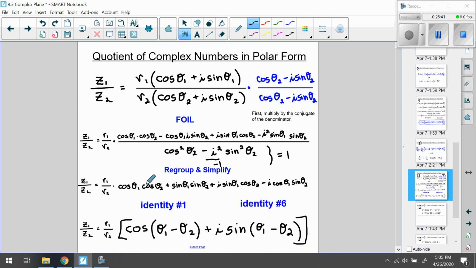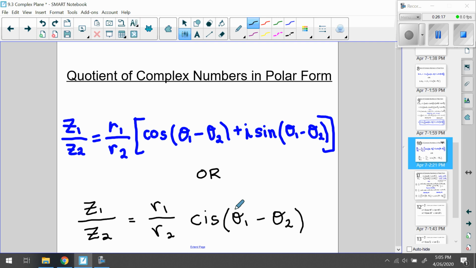And then again, we have 2 identities from chapter 7. So I think cosine of an angle, cosine of another angle, plus sine of an angle, sine of that second angle, that's identity 1. That's the cosine of a difference of 2 angles. And then this one here is identity 6. So factor the I out, and then you're left with identity 6. So sine of an angle, cosine of a second angle, minus cosine of the first angle, sine of the second. And that's the sine of a difference. So put that together, and you have what we know as our quotient formula. And again, I'm going to tend to favor using the cis notation. It's a lot easier on the eyes to look at and a lot faster to write.